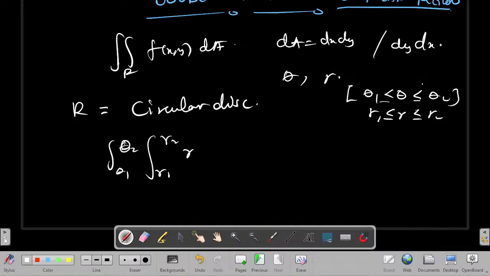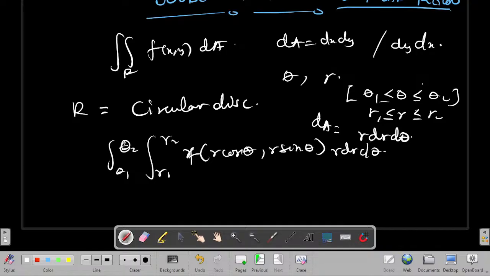So now when you talk about polar coordinates, one special thing is that our dA in polar coordinates becomes r dr d theta. It's fixed. Always your dA is r dr d theta. And remember that you'll be having a function of your x and y. Then remember your x is r cos theta, and your y is r sin theta from polar coordinates. Then you bring your r dr d theta. So this is the whole algorithm for double integrals in polar coordinates.